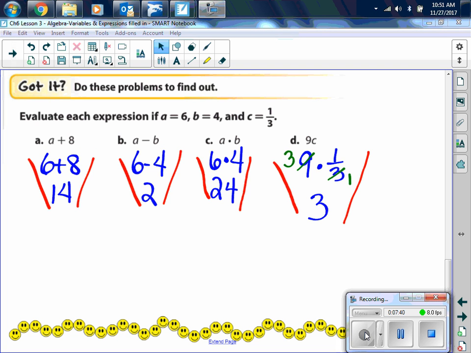So what are we going to put in for 9c? 9 times 1/3. Very good. So 9 times 1/3, that's what we get right here. And then, of course, we can simplify before we multiply, and we end up with 3 over 1, or just 3.